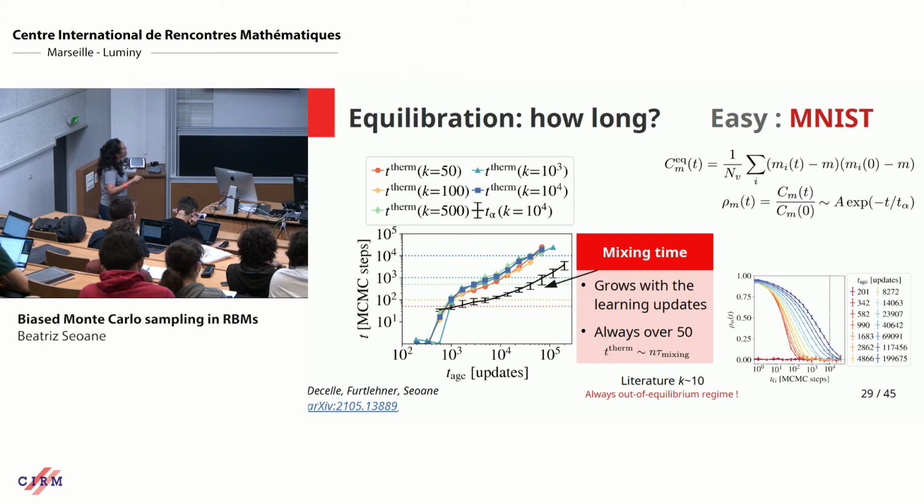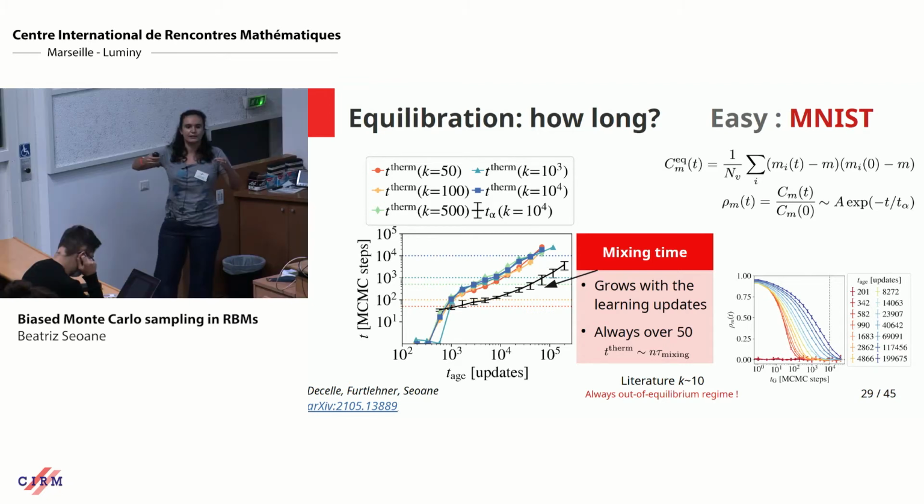We can measure the magnetization correlation time as we train the machine, and we can fit a characteristic time of this curve. And what we see, in the black curve I plot here, is that the longer we train the machine, the slower it gets. So if I want to train the machine for a lot of updates, I need to do samplings that get longer and longer in time.